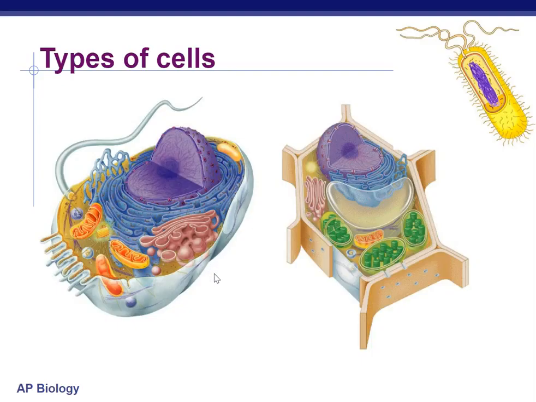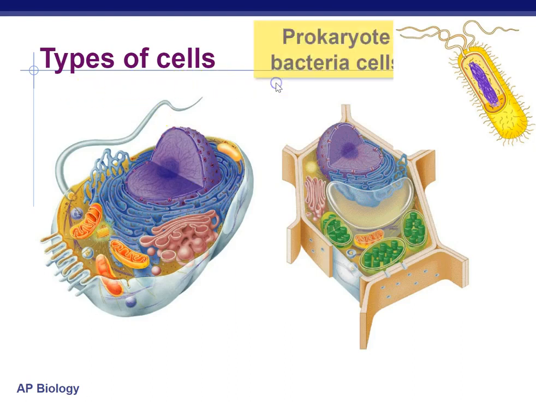So just a refresher, we have two different types of cells. Our first cell type is prokaryote cells. Now remember, prokaryote means bacteria. Now these cells, it says here that they have no organelles, but they do have some. So instead of no organelles, we're going to say that they have few organelles. And we're going to discuss which organelles they have a little bit later.